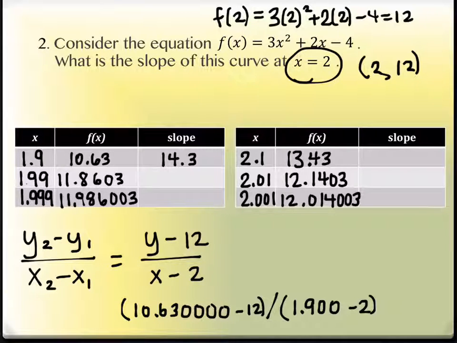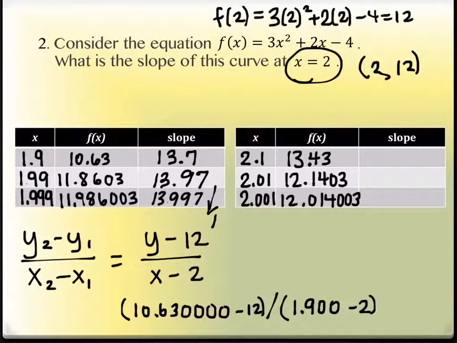From the regular screen in your calculator, if you hit second enter, it will pull up the previous line of text, the one that we just typed in, 10.63000 and so forth. And you can just change the 10.63 to 11.8603, and change the 1.9 to 1.99. You can keep doing this process to fill in the rest of your table with the correct values. Oh, I'm sorry, that was not 14.3. I wrote the wrong one down. It was 13.7. Those values I'm going to fill in for us, and then we're going to take a look at what's going on with them. So if I keep plugging these into the calculator, I get 13.7, 13.97, and then 13.997.